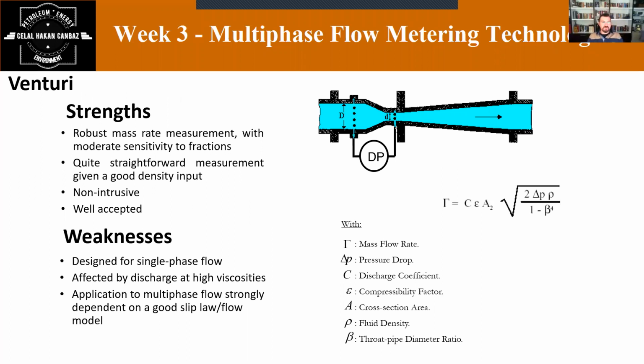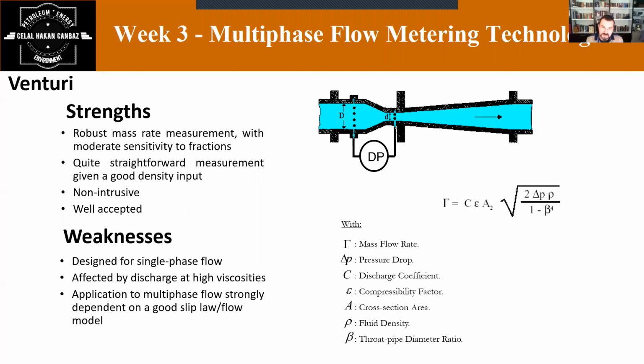So these Venturi devices actually can make a robust mass rate measurements with moderate sensitivity to fractions compared with the others. Okay, moderate sensitivity we can say. It's quite straightforward measurement given a good density input. So your densities have to be very accurately measured, because density is one of the dominant factors which affects your rate results directly. Okay, so non-intrusive and well accepted. These are the strengths of these devices, we can say.